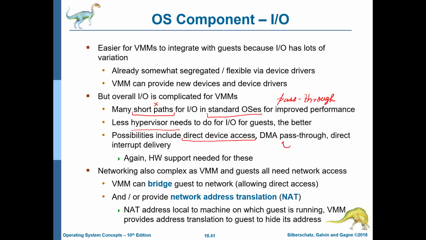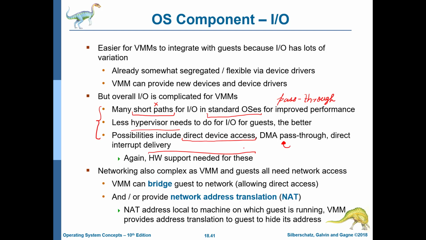Similar pass-through can be given to DMA because DMA is very performance sensitive. And interrupts can be delivered directly, in the sense that instead of the interrupts coming to the VMM, the interrupt handler of the guest OS can be directly registered with the hardware and the interrupt can be directly delivered. But often these things get complicated. That's the reason some hardware support is required to ensure that these things happen correctly, particularly if there are multiple guest OSs. And we are looking at the timer interrupt.